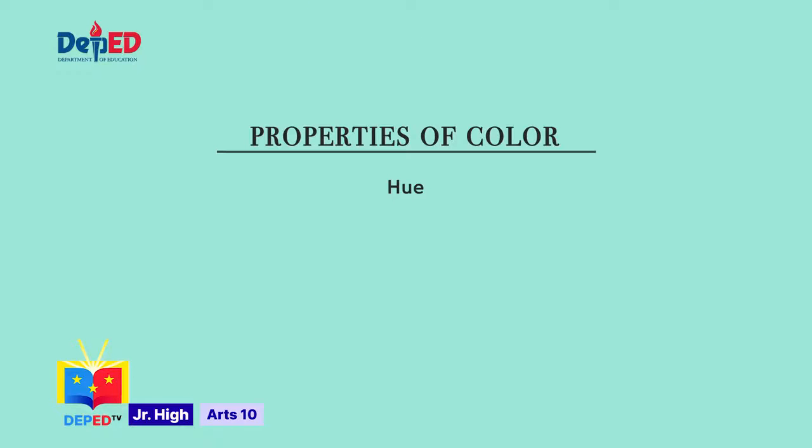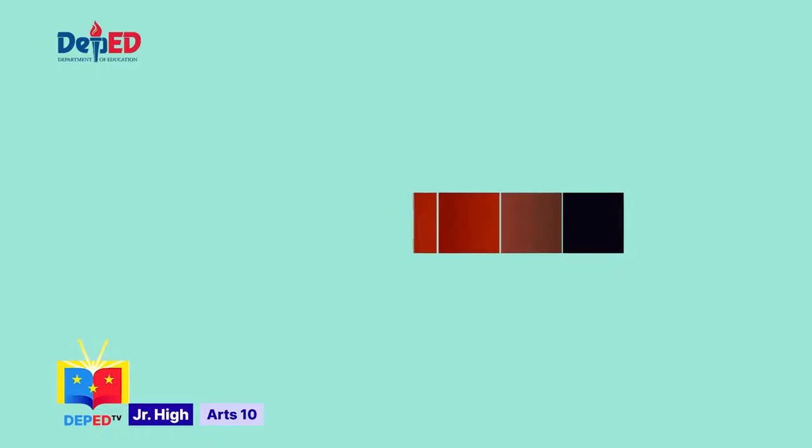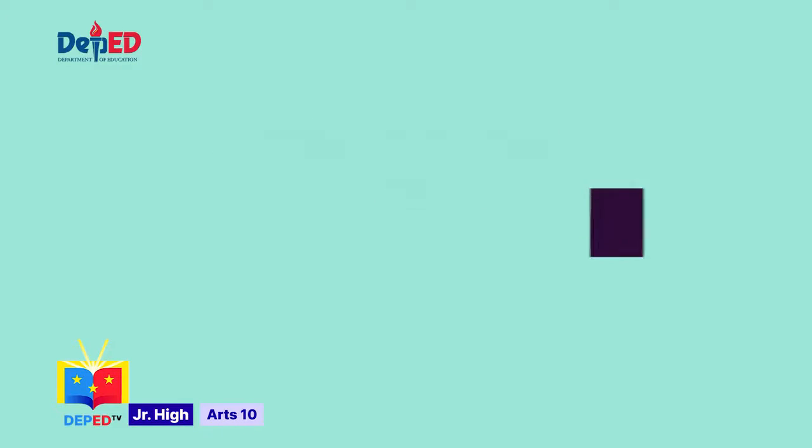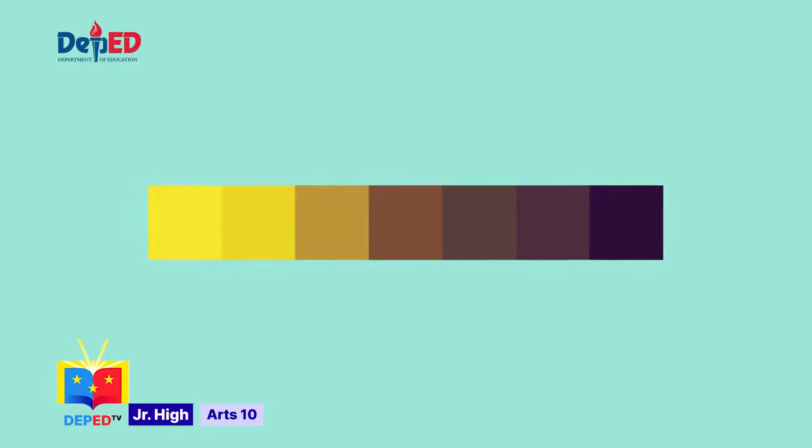Second color property is value, which refers to the relative lightness and darkness from white through grays and black. Third and last property of color is intensity, also called saturation. It refers to the purity of a hue or color. The pure hue is the most intense form of a given color: the hue at its highest saturation and the hue in its brightest form.